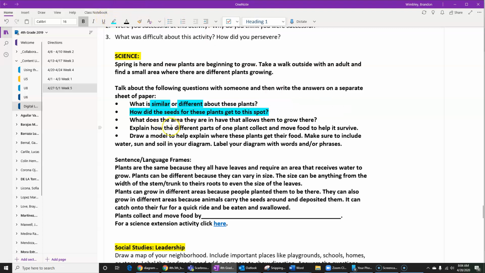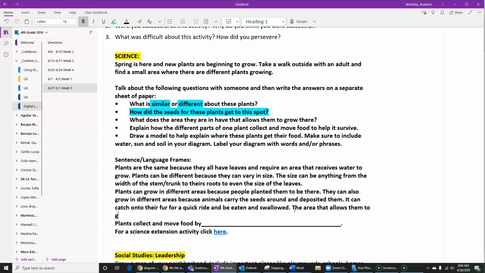So next part is, what does the area they are in all have that allows them to grow? So that's part of this question that I had right here. So I'm going to add on to that. The area that allows them to grow must have what? Well, must have access to water, sunlight, and what else? Well, it needs to be somewhat protected, somewhat removed from an area where they're going to be eaten by other animals.